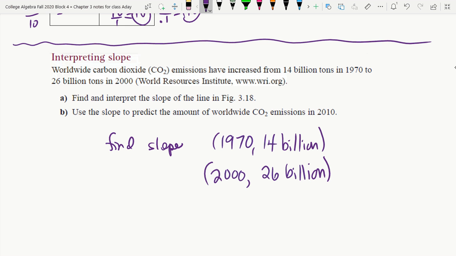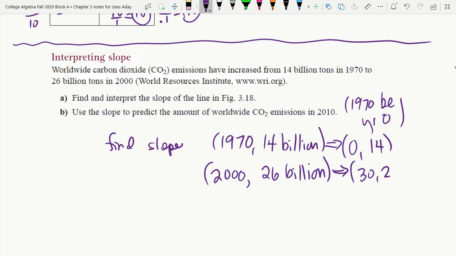So what I want to do is we can make life a little simpler. Let's let 1970 be year 0. So we can write this point as 0, 14. Then this point would be 30 years past 1970, or 30, 26. And just knowing that our answers are in billions.